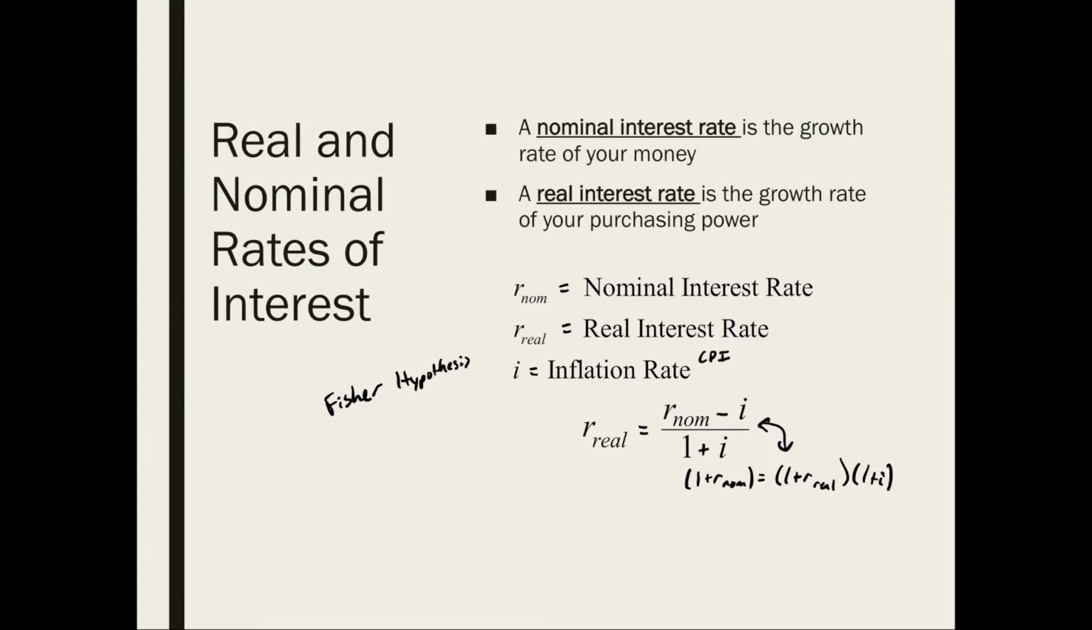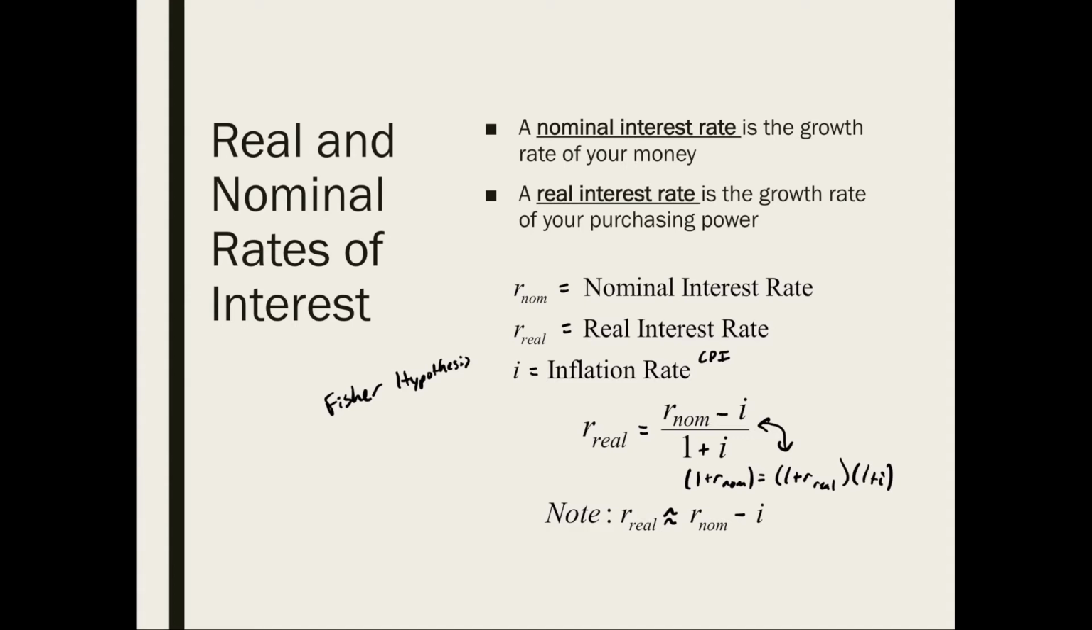It is a relationship between the real rate, the nominal rate, and the expected inflation rate. Now note that there is also an approximation that says your real rate is approximately equal to your nominal rate minus your rate of inflation. And basically all it's stating is that you would expect higher nominal rates when inflation is higher, right?